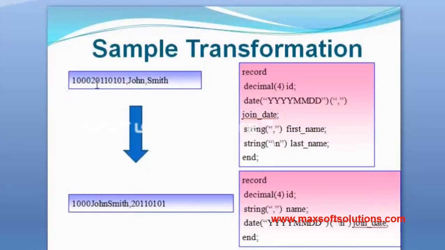So this is a sample transformation. I get my input data like this, and I'm going to transform my data like this. My employee ID, my date column at the last end, and my first name and last name concatenated together. Let me know if you have any doubt in this sample transform. ID, joining date, first name and last name, and then ID, single name. I have used concatenate to concatenate first name and last name, and then join date at the end. Right?